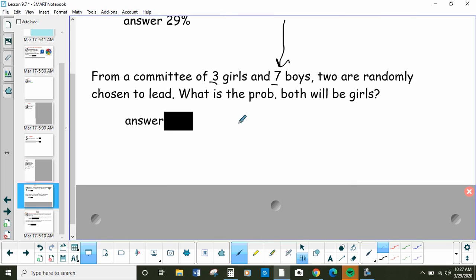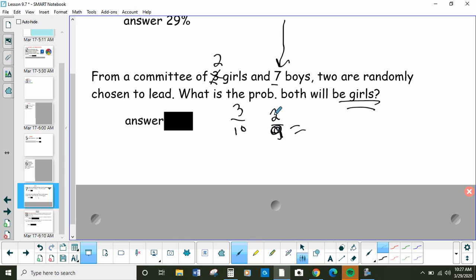So the probability of both being girls, well, there's 3 girls, 10 total. So hopefully you know 3 out of 10 is 30%. If you don't, that's fine. But we've already picked one girl, so now there's only 2 girls. So the probability of picking a girl again is going to be 2 out of 9. Because now there's only 2 girls, and 2 plus 7, now there's only 9 total students because one girl's already been picked.